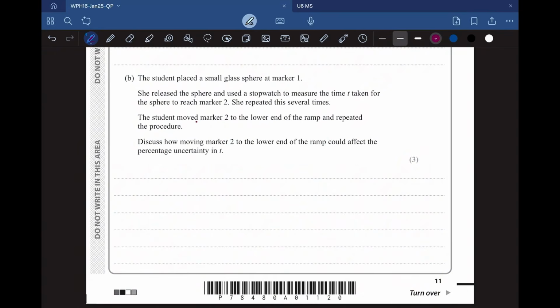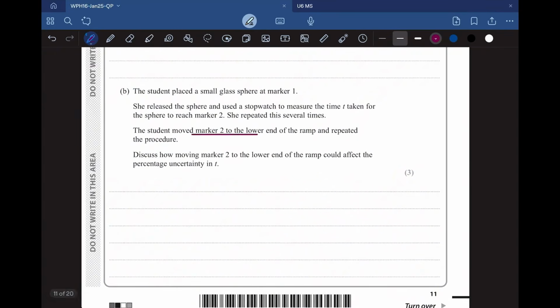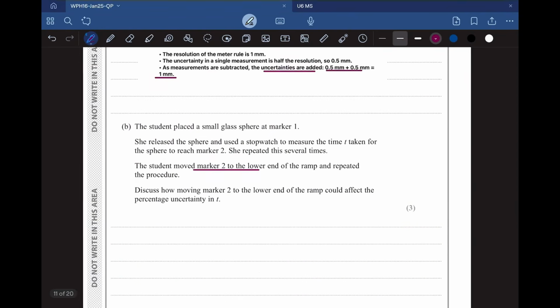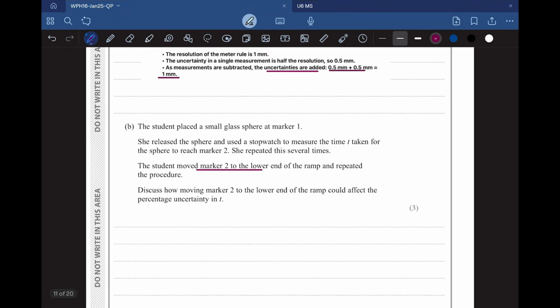So when you are moving marker 2 to the lower end, you are basically increasing this s, right? And if you are increasing the distance it will cover, you are also increasing the time it takes for the sphere to fall, right? You are increasing the time as well. Discuss how moving marker 2 to the lower end of the ramp could affect the percentage uncertainty.